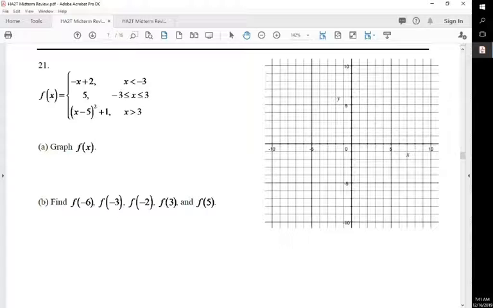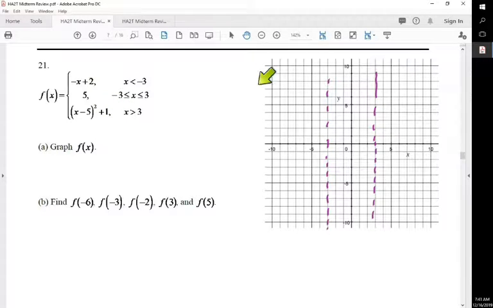So -3 is right about here. I'm just going to put, this is not an asymptote, I'm just going to put a line right there. And then between -3 and 3, we're going to have another rule that we have to follow. And then after 3, that's when x is greater than 3. That's after 3. We're going to follow this last rule. So let's start with this rule right here.